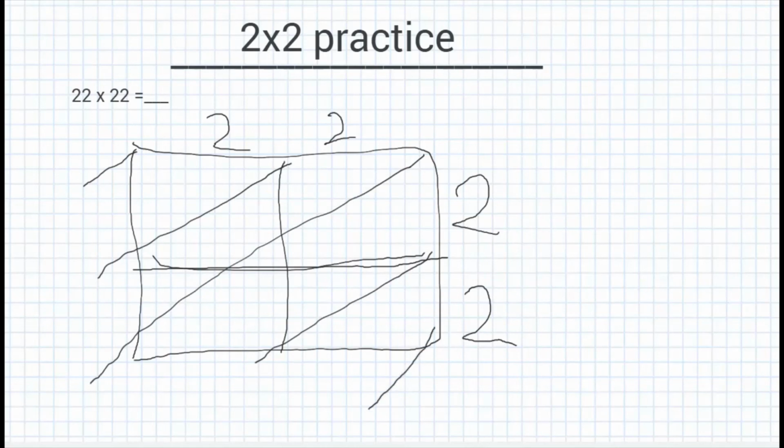And then you want to multiply both of these numbers. So 2 times 2 is 4. And you basically just want to do the same thing. Since all of the numbers are 2, I'm just going to write 4 in each of them.